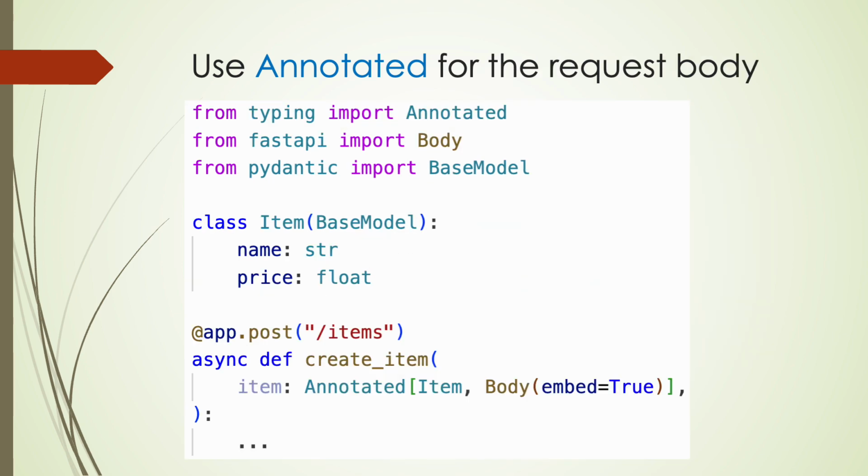For POST and PUT requests, the input data is normally specified in the request body. As shown in this example, we can define a Pydantic model to represent the request body. If there is only a single body parameter, and it's specified as a top-level key in the request body, we need to specify the special Body parameter embed to be true. Otherwise, the fields of the Pydantic model, which are name and price in this example, would be expected as top-level keys in the request body.